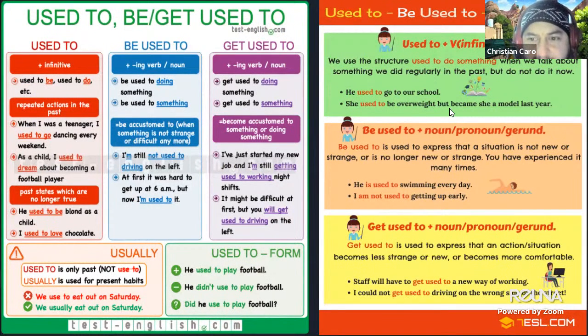She used to be overweight, but she became a model last year. I guess that's the meaning here. And so the point is that we used to do things when I was younger. I don't know, I used to play a lot of football. I used to practice judo, and I used to go out a lot. But now with the pandemic, I don't do it because we're locked down.